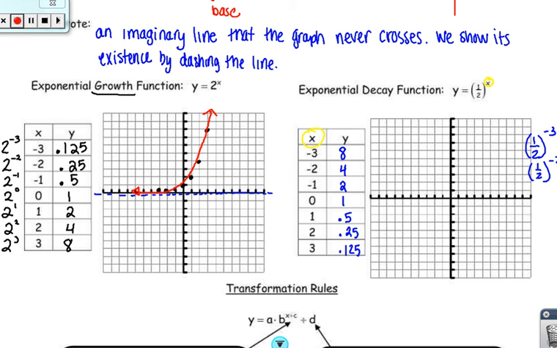Okay, so graphing these, at negative 3, I'm up at 8. Negative 2, I'm at 4. Negative 1, 2, 0, 1, 1, 1/2, 2, 0.25 and 3, 0.125. So my graph is decaying. You'll know you have an exponential decay when the number, the base, is a fraction. It's a number less than 1.